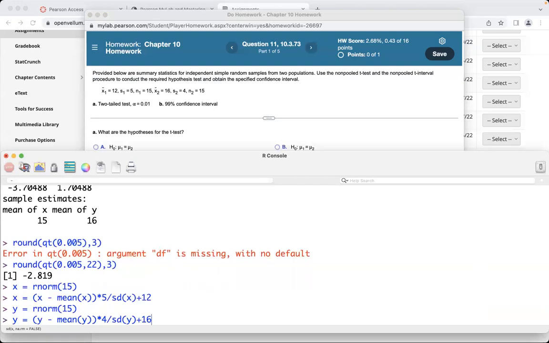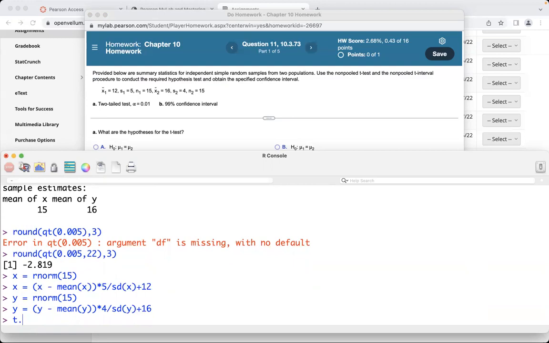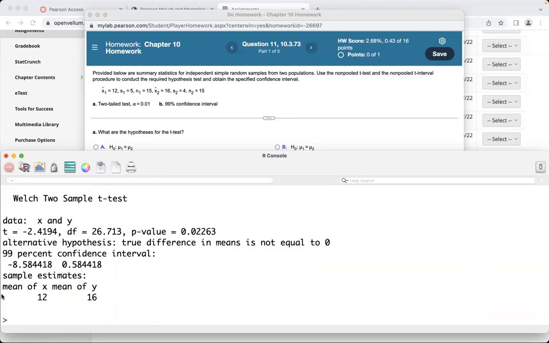Okay, and then we're going to do a two-tailed test with alpha equals 0.01. So this is going to be t.test. We have x and y. Our confidence is going to be 0.99. And then that's it. We run our test. We get this crazy output.